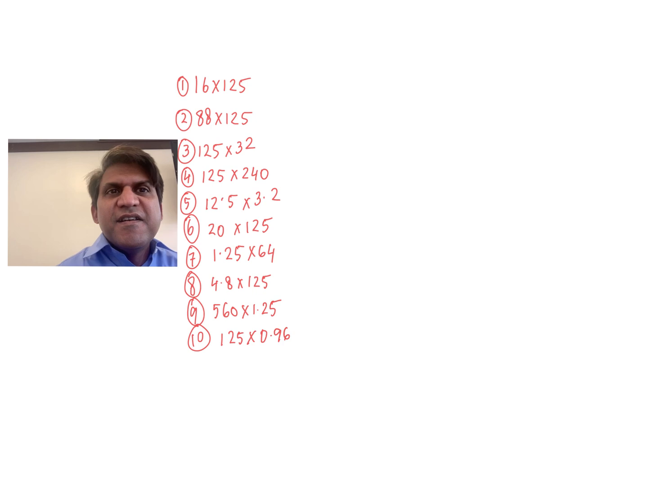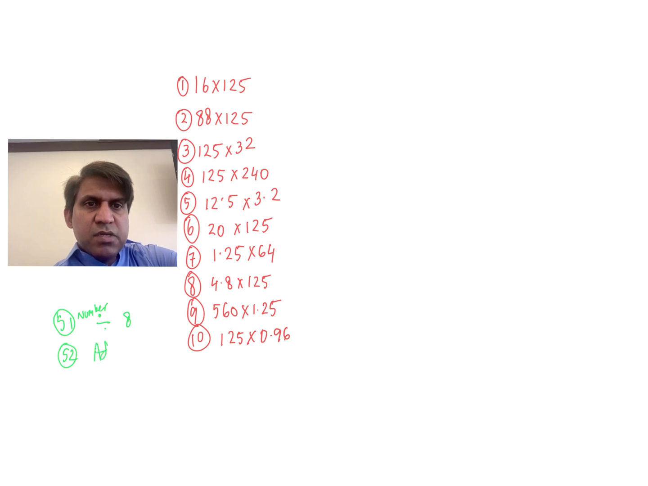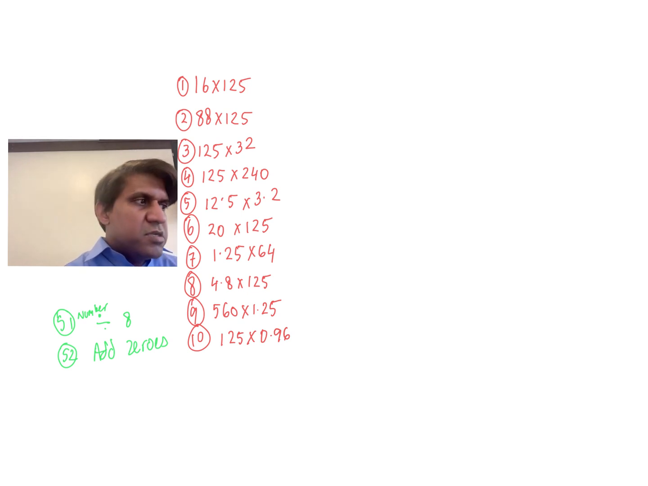So let's see what's happening in these answers. I hope everyone was able to solve at least some of them, if not all. And we'll follow the two strategies. So step one is divide the number by 8. Step two is add zeros depending on the estimation. So those are your two steps.